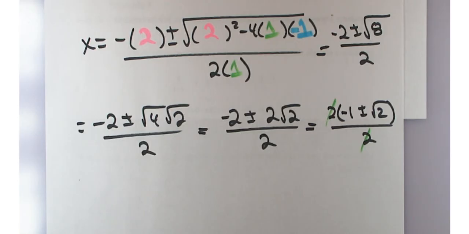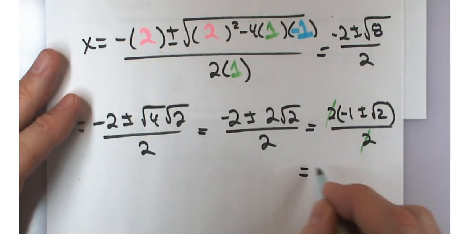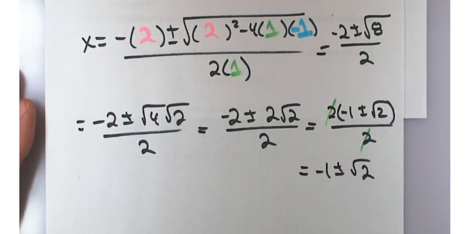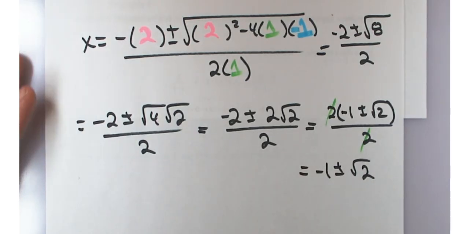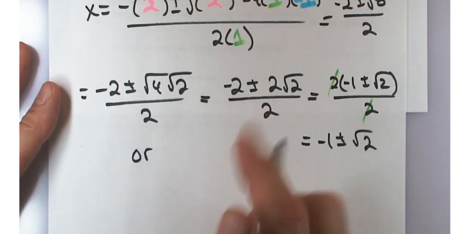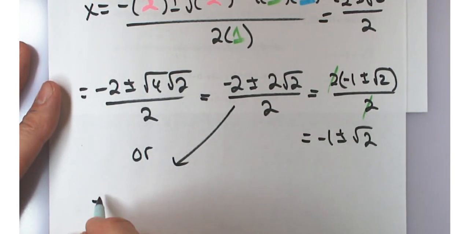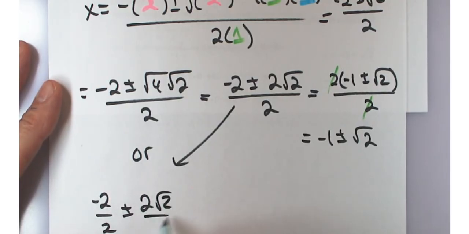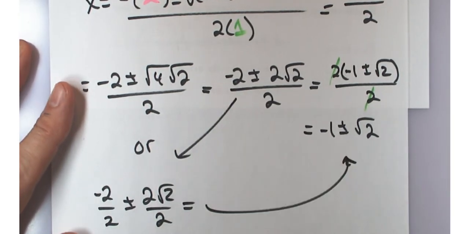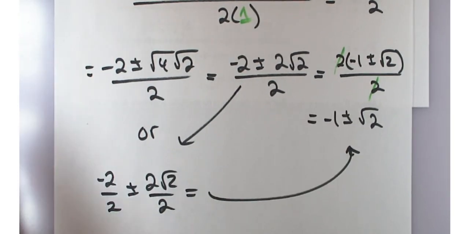So what are we left with? We're left with negative 1 plus or minus the square root of 2. Okay. Or another way you could play it from here would be to do negative 2 over 2 plus or minus 2 square roots of 2 over 2. And that reduces the same way. Negative 1 plus or minus the square root of 2.